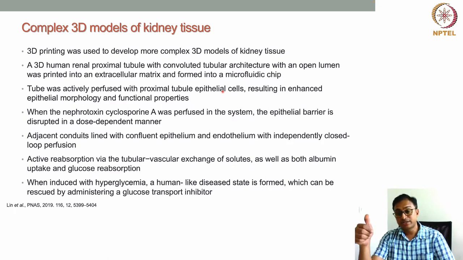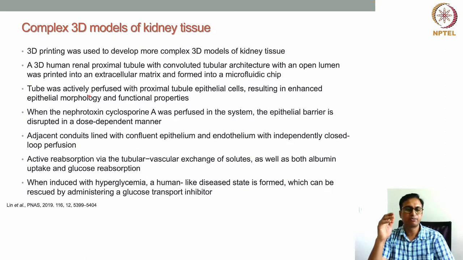If we don't have an epithelial lining in the proximal tubule, then it cannot function, it cannot recreate the function that is done by the proximal tubule in native tissue. So a complete epithelial morphology is very important to generate, and they have achieved that. Then they also tested whether this 3D bioprinted proximal tubule can do physiological functions.